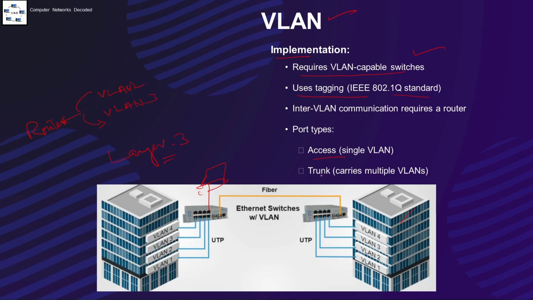A trunk port basically carries multiple VLANs. Here we can see that this switch has multiple VLANs, 3, 4, 2, 1. Similarly, another switch which is connecting another building with this switch also has multiple VLANs. So this port or this cable between these two switches must be trunk, because it will need to carry VLAN 1, 2, 3, 4. So when you need an interface or a port to carry multiple VLANs, it will be configured in trunk mode. But when a single device is connected to a port, that port will be in access mode.